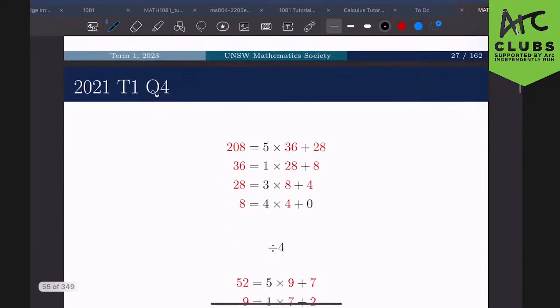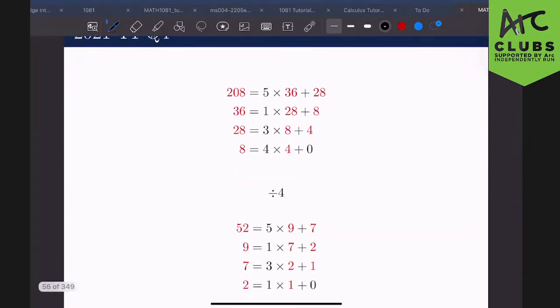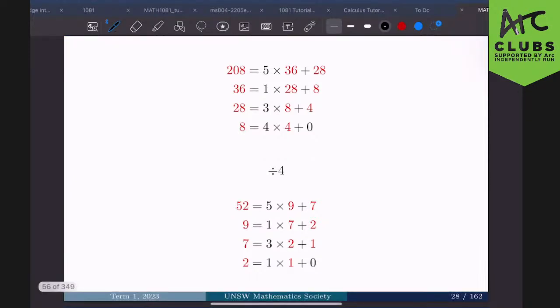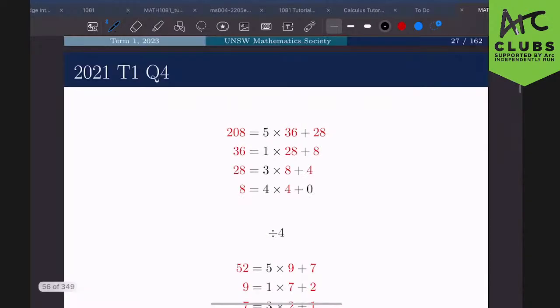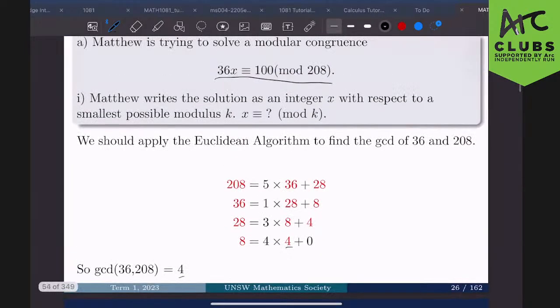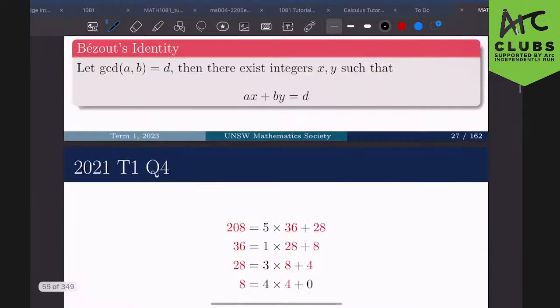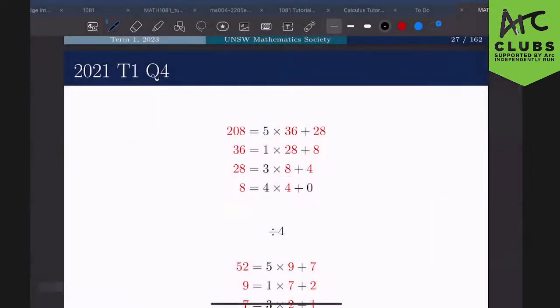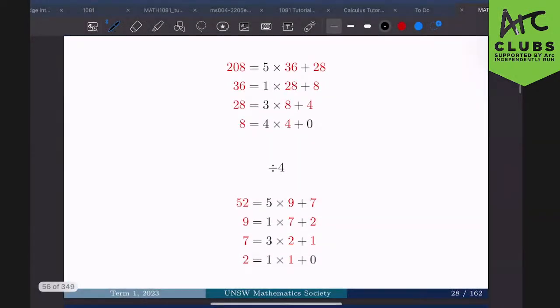First of all, I'm just going to take the previous Euclidean algorithm that we had and divide every term by 4. You don't have to do this, but personally I find that it's a little bit easier to work with these simpler, smaller numbers. So just to reiterate, this is the exact same working out for the Euclidean algorithm that we had right here, and I've just divided every term by 4.